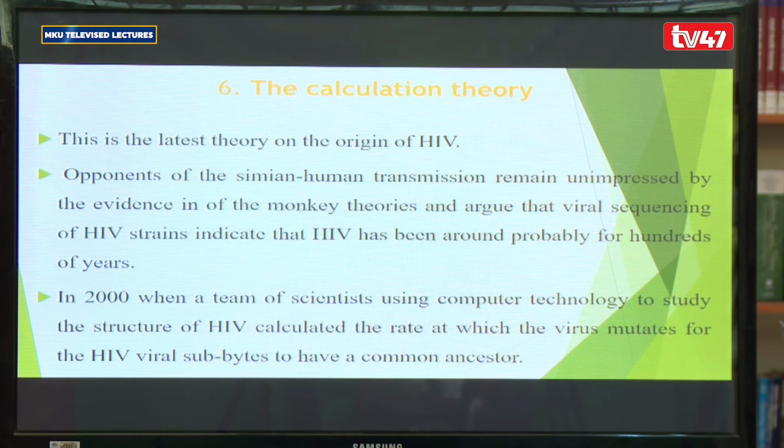In 2000, a team of scientists using computer technologies to study the structure of HIV calculated the rate at which the viruses mutate from the HIV viral subtypes to a common ancestor. And they believe that this is a calculated theory. HIV just changes very fast. When they were using the computer to find out what could be the reason, they found HIV could have been there for many years. And because of the mutation, or the change, it did lead to the HIV that we have today.